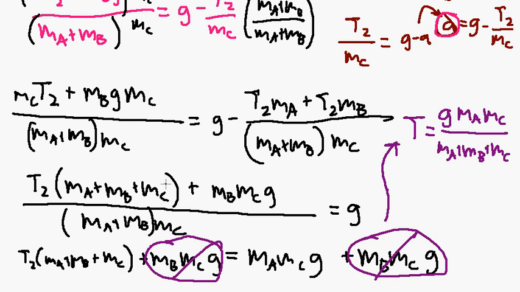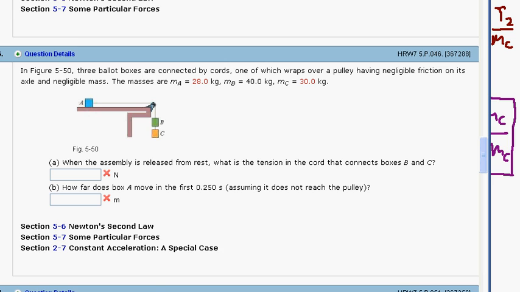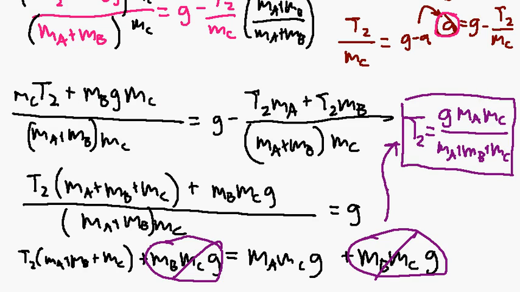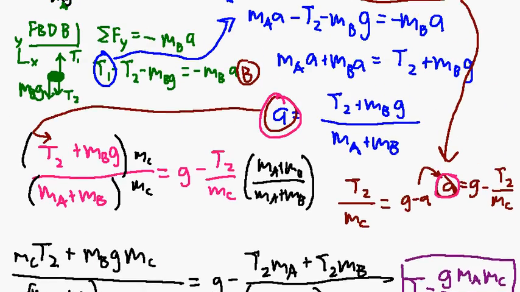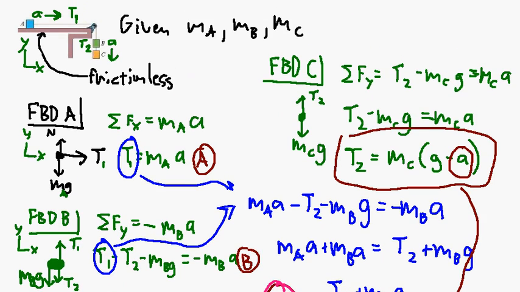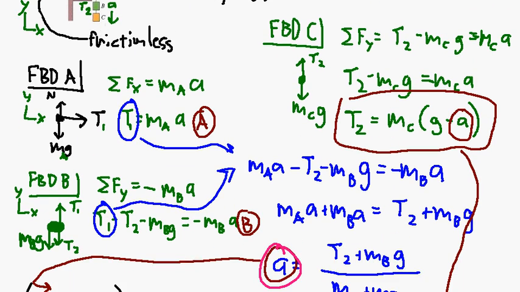No idea, but if not, I don't think we're doing any more of this. Okay, and then what was the other question? How far does box A move in the first 250.250 seconds? Assuming he doesn't hit the pulley. Well, we had acceleration, so let's see. What's a good thing for acceleration? Well, a good place to find acceleration would be here, since we know what this is.